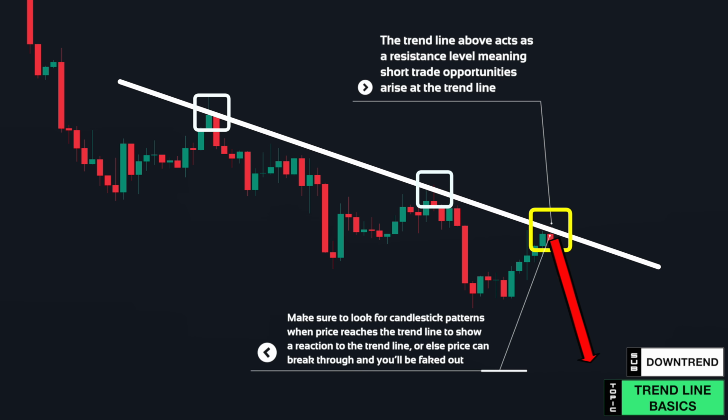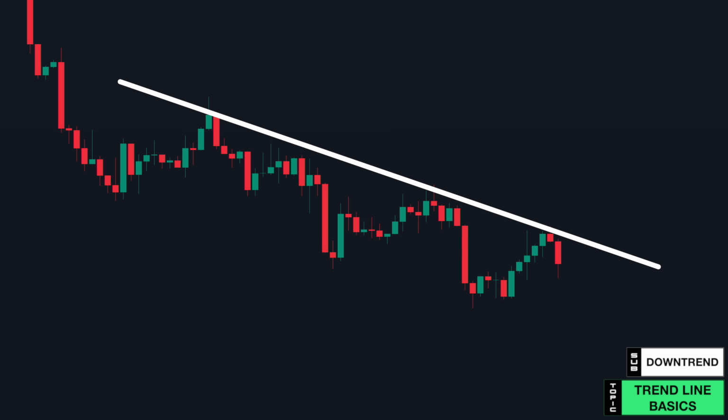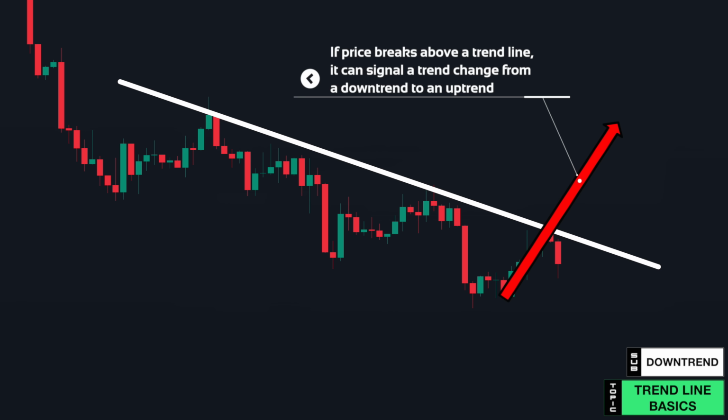Make sure to look for candlestick patterns when price reaches the trend line to show a reaction to the trend line, or else price can break through and you'll be faked out. If price breaks above the trend line, it can signal a trend change from a downtrend to an uptrend.